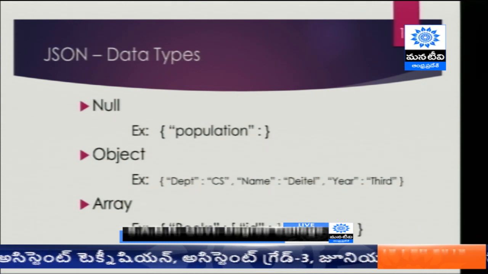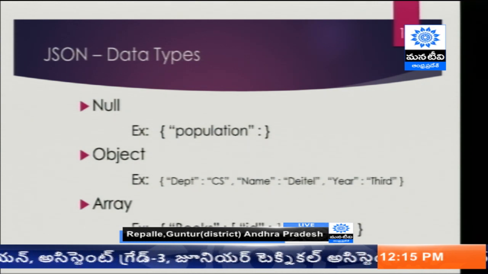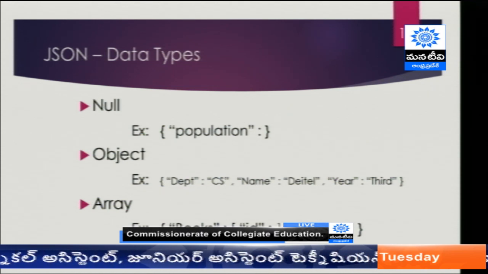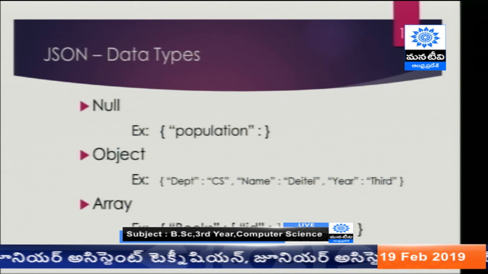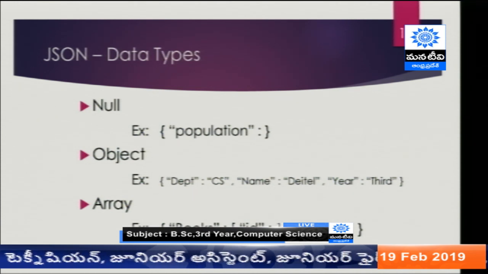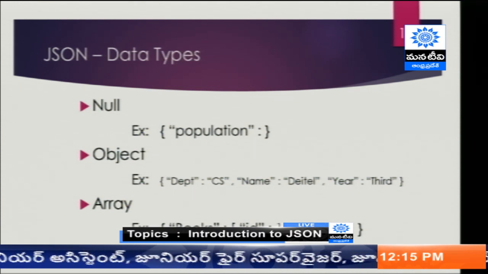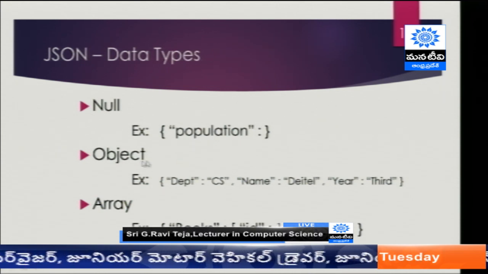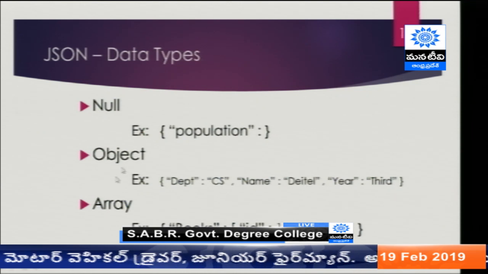So, if you have something that you do not have at this particular time and you are going to give that value later, then you can declare the value as null. Null means nothing. So, at a particular moment you do not have any value, but afterwards you can assign the value for that particular key.